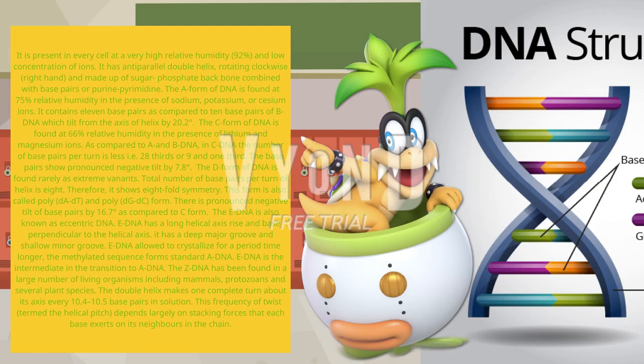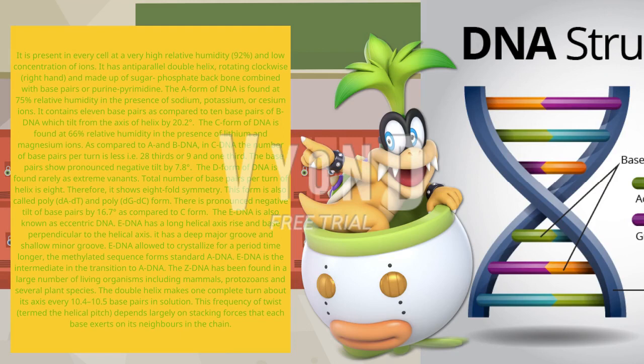The D form of DNA is found rarely as extreme variant. Total number of base pairs per turn of helix is 8. Therefore, it shows 8-fold symmetry. This form is also called poly d(AT) and poly d(GC) form. There is pronounced negative tilt of base pairs by 16.7 degrees as compared to C form.